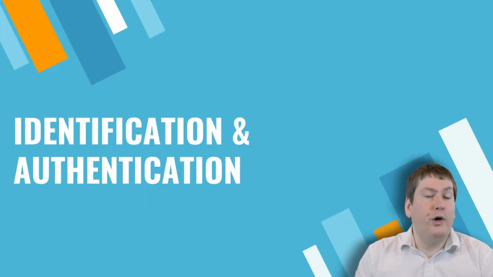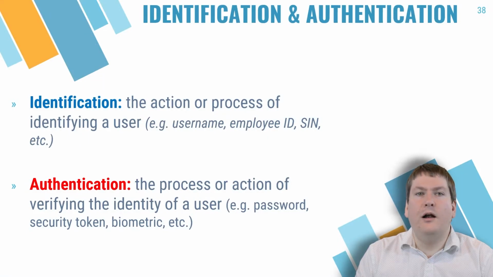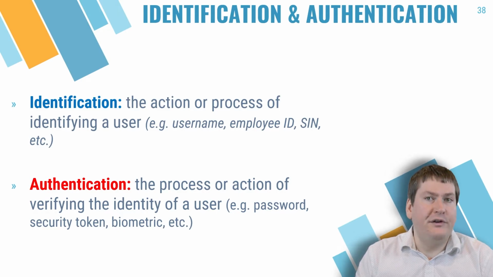Now we'll be moving on to our next topic, identification and authentication. But what are identification and authentication? Well, identification is the action or process of identifying a user of the system. This is typically done by the user providing something like a username, employee ID, social insurance number, or maybe even just their full name. Identification doesn't prove who they are, it's just a statement about who they're claiming to be.